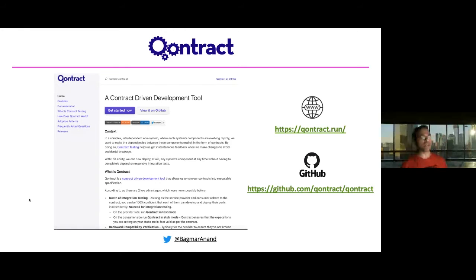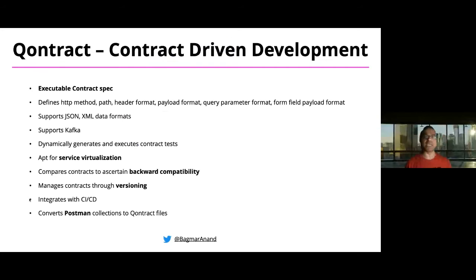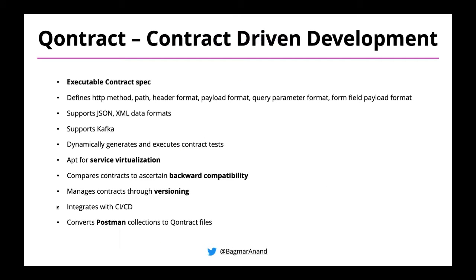At the same time, it decouples the requirement of the provider being available first for the consumer to be able to start using it. This will allow parallel development to happen for you. In a nutshell, Contract has a lot of different features and capabilities. The key thing, as I mentioned, it is an executable contract spec, and it has got a lot of different features from a service virtualization perspective, ensuring backward compatibility, versioning, and also it supports various different formats, JSON, XML formats, and Kafka. And there are many more formats that are in the roadmap for implementation.